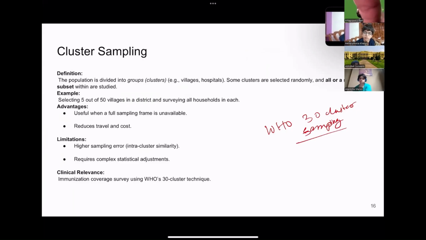Has anyone heard of this? Abhishek? No, sir. WHO 30 cluster technique. So what it does is, it is done to find out the immunization coverage. So in your area, if I ask you, what is the coverage of DPT vaccine in your area? Abhishek?